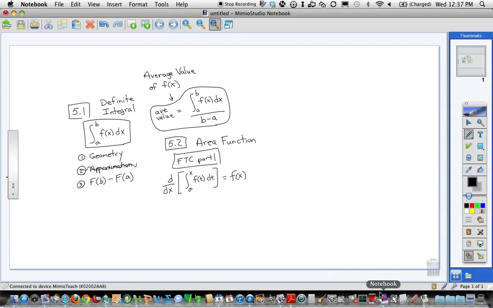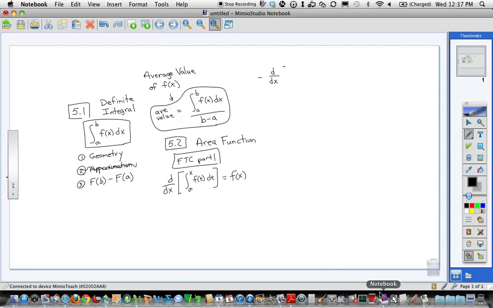Okay? Now, we did really three main kinds of problems with that result of the area function. All right? The three kinds of problems we did were this. One was, okay, what if I give you this?